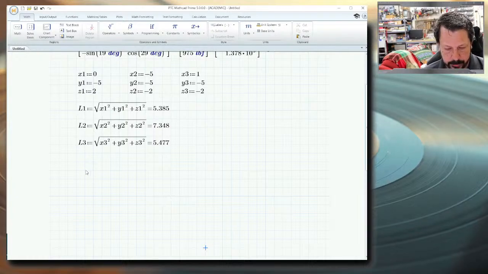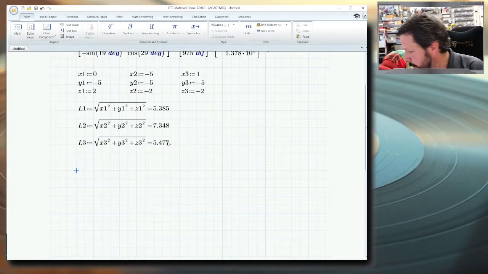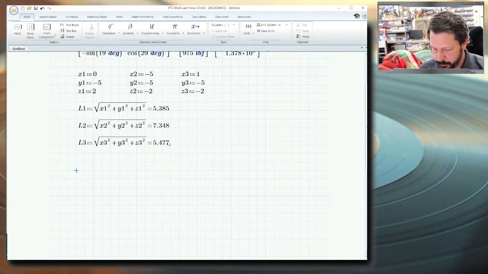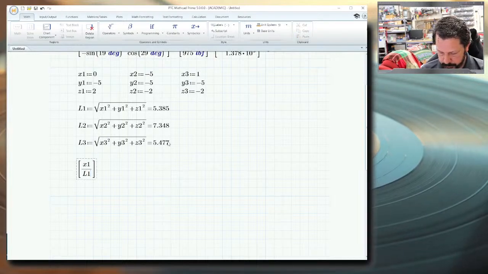All right. So in MathCAD, I've got all these variables set up. So I need my keyboard. Make sure MathCAD is on the screen. So I need x1 over L1. I need x2 over L2. Sorry, I'm getting confused there. Because this row should all be x components. x3 over L3.